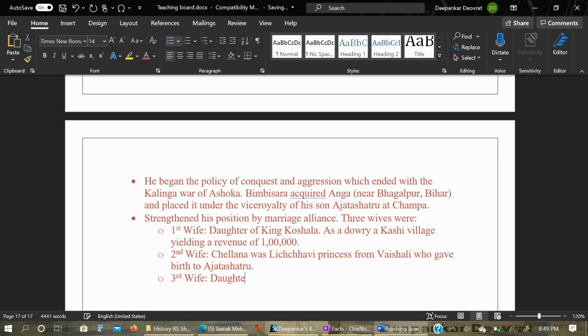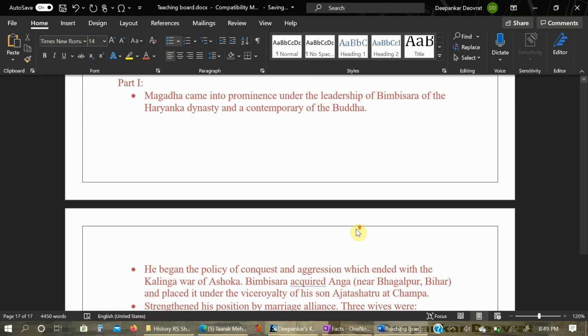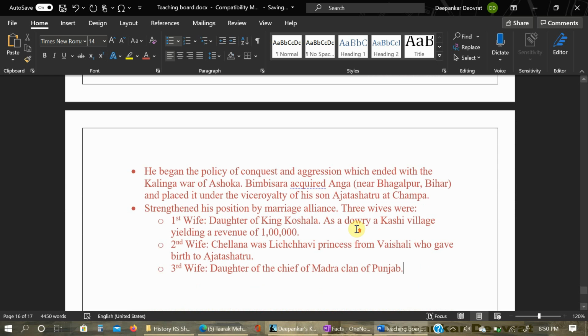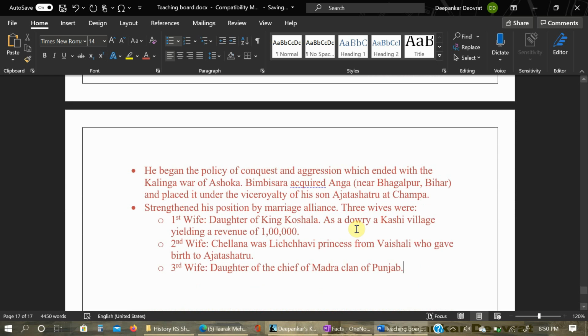that daughter of the chief of Madra clan of Punjab. So thus marriage relations with the different princely families lent enormous diplomatic prestige and paved the way for the expansion of Magad westward and northward. It means the first strategy was to clear his hostility from the neighbors, which he started through the marriage policy. So he had 3 wives and he removed the hostility from the neighboring areas.